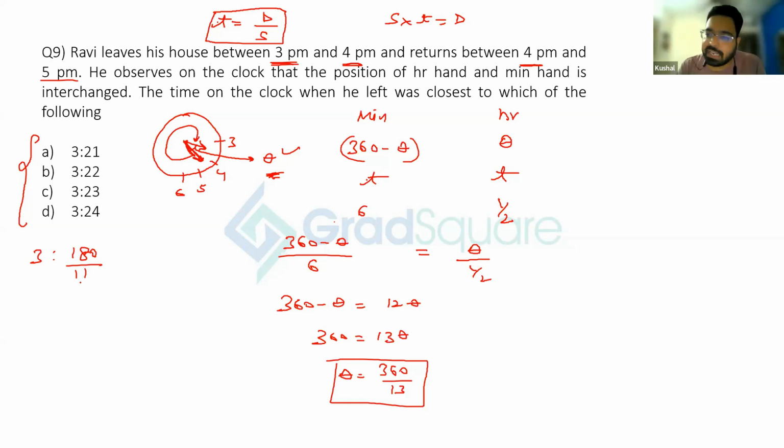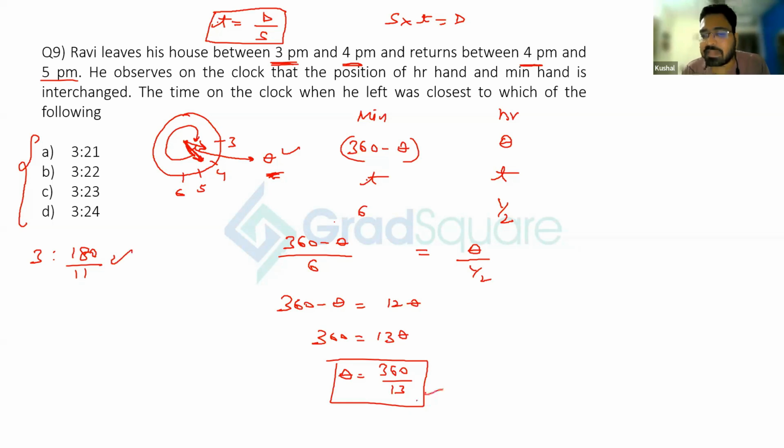This will happen after 3 180 by 11 only. What is 3 180 by 11? 3 180 by 11 is the time when both the hour hand and minute hand were together between 3 and 4. Correct? 0 degrees. Absolutely correct, Kaushik. This was the timing when it was 0 degrees.